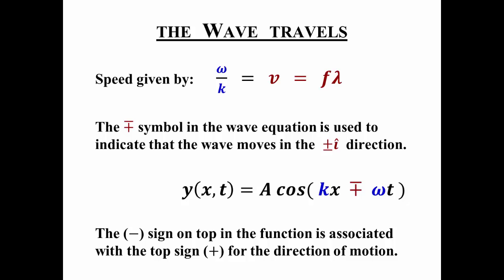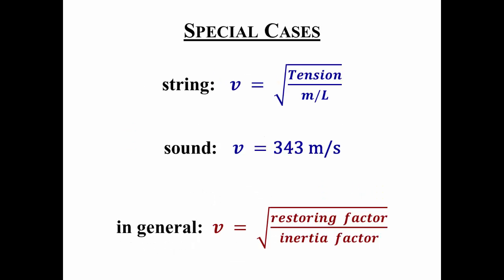There's a minus or plus that I use in the wave function that solves that wave equation, to indicate that the wave moves in the plus or minus i hat direction. That is, the top sign, that minus, goes along with the top sign plus for the direction of motion. Minus omega t means plus i hat motion. Plus omega t means negative i hat motion. And this is a convenient way to summarize that by writing the minus or plus to remind us that it's backwards from the direction of motion.